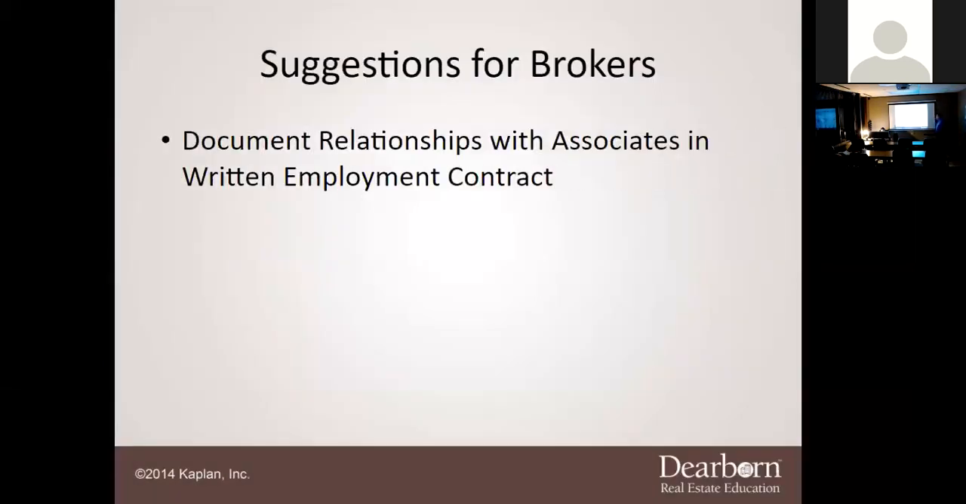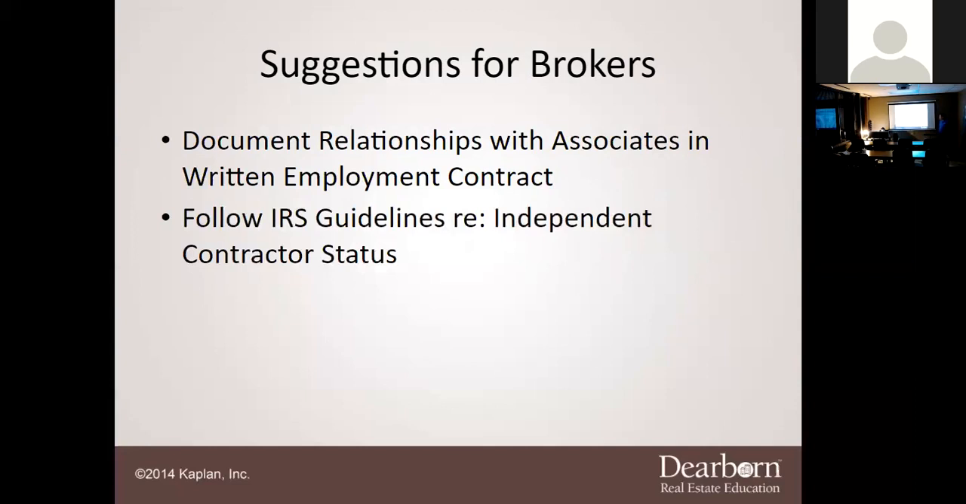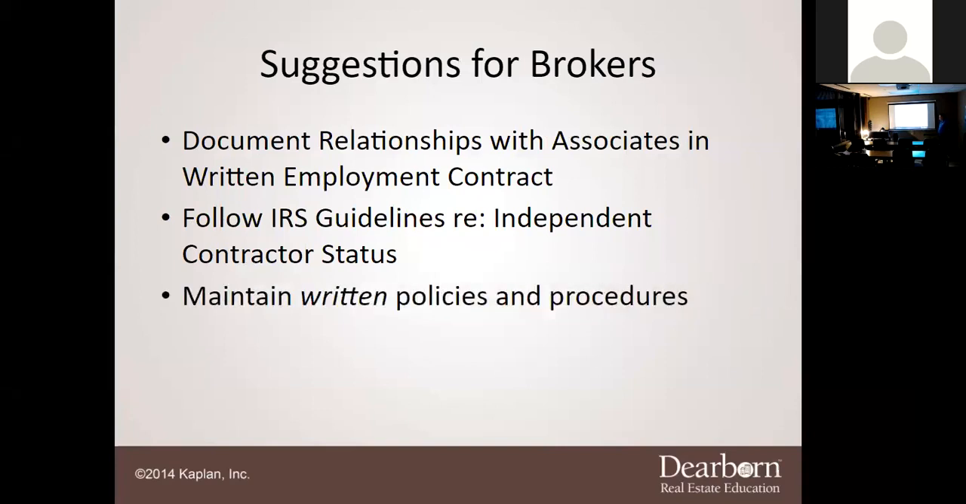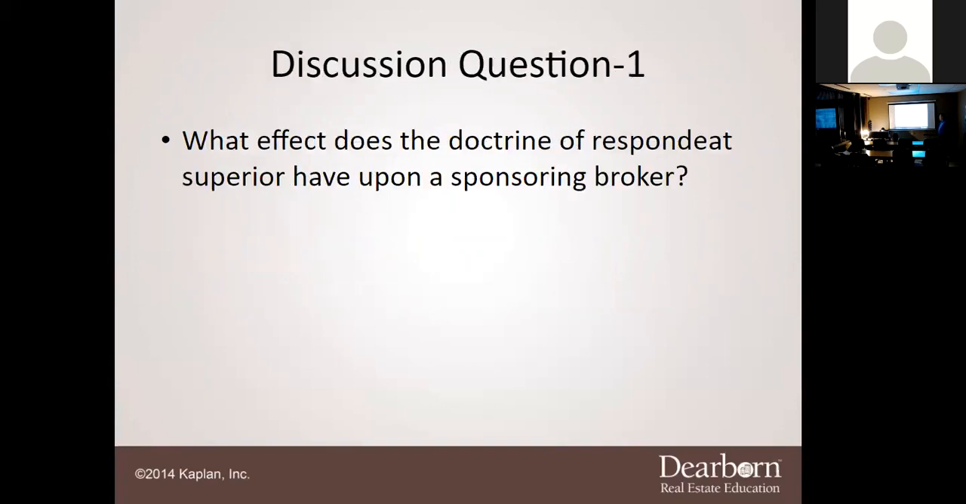For brokers, the document relationships with associates must be in a written employment contract. You have to follow the IRS guidelines regarding the independent contractor status, and they must maintain a written policies and procedures manual. And so I want to kind of get through these pretty quick because we need to keep pushing forward. So I'm not going to question y'all tonight. Congratulations. But we're going to get through them pretty quick on these.